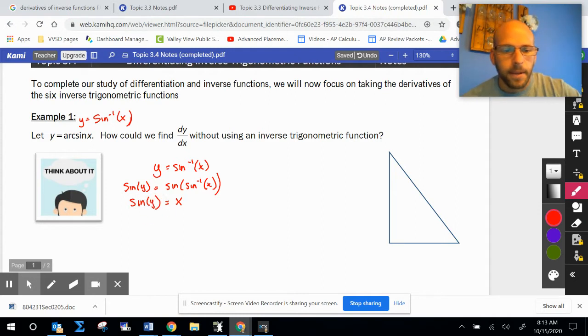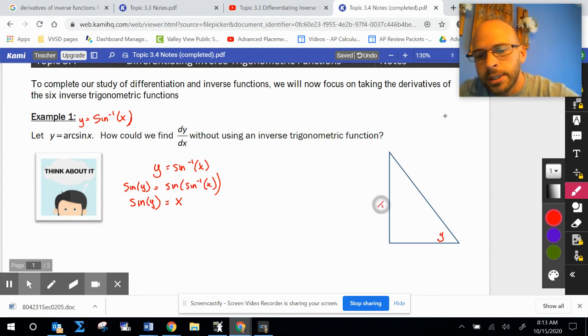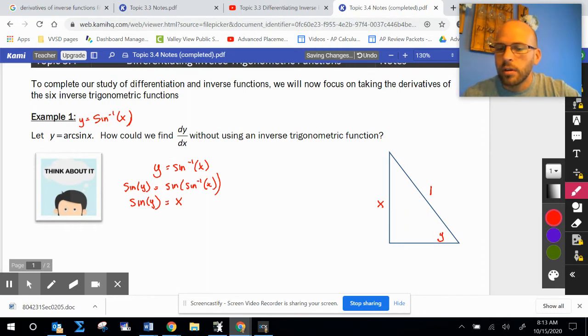Now let's say on my triangle, I know the sine of y equals x. Well, sine is opposite over hypotenuse. So if y is my angle, then I know the opposite has to be x and the hypotenuse has to be 1. I'm going to come back to that in a minute. But again, sine is opposite over hypotenuse. The inside of my sine is my angle, and then whatever it equals has to be opposite over hypotenuse.